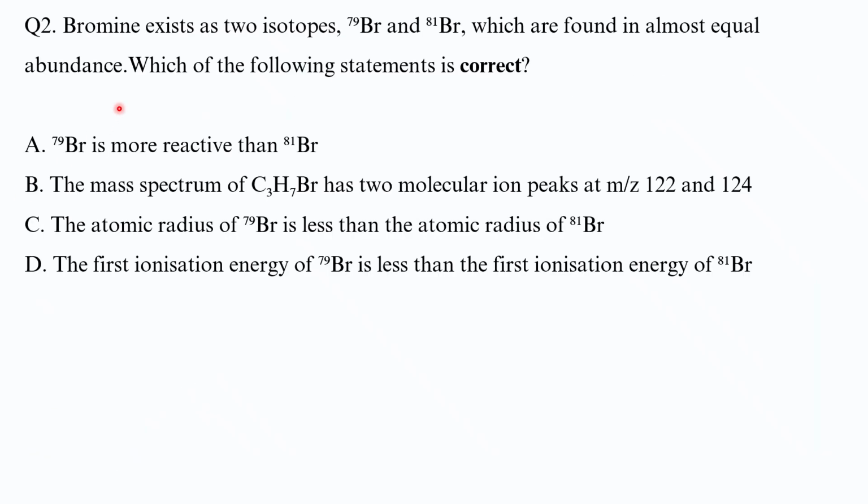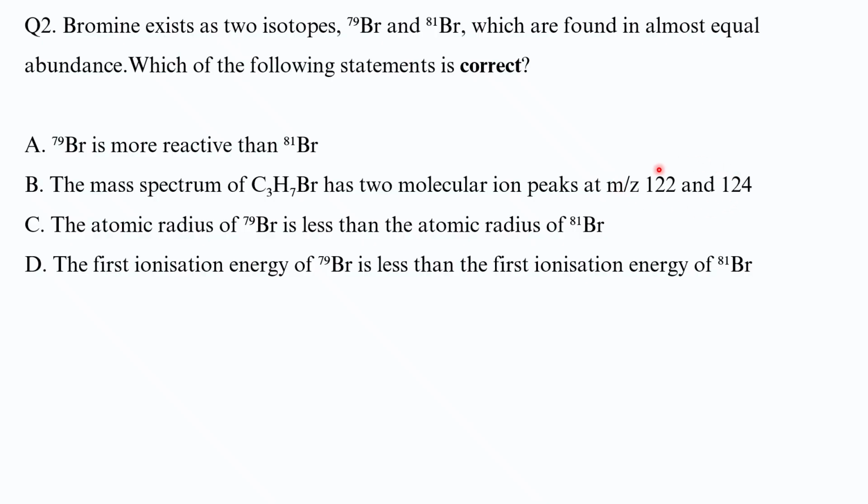Now let us solve this question. The question is, bromine exists as two isotopes, bromine 79 and bromine 81, which are found in almost equal abundance. Which of the following statements is correct? The statements are as follows. Bromine 79 is more reactive than bromine 81. The other option is, the mass spectrum of this compound has two molecular ion peaks, one at 122 and another one at 124. Remember, this data is going to help you.